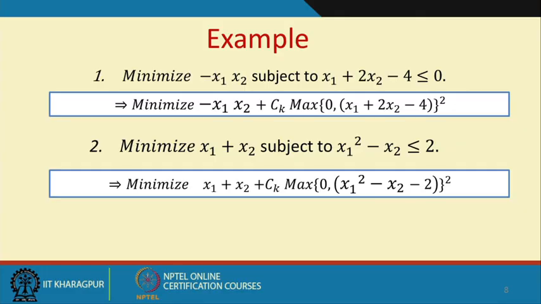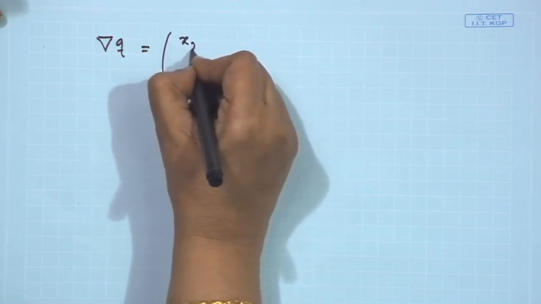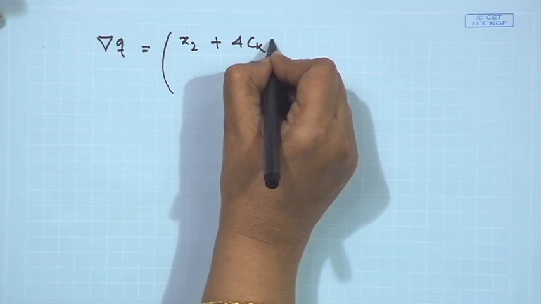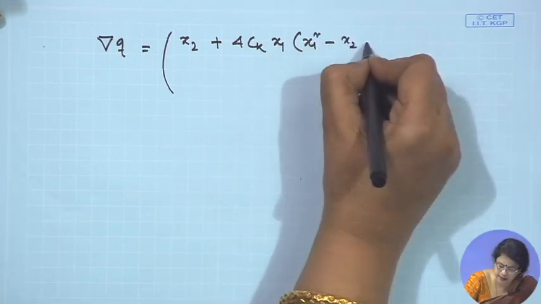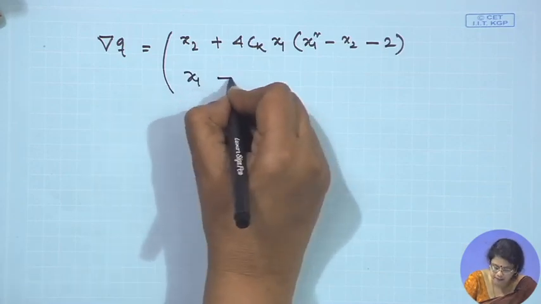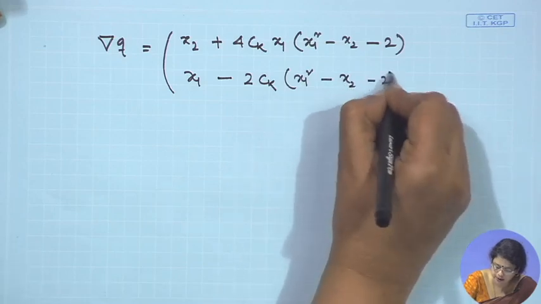Here the function Q would be x1 plus x2 plus Ck times P(x). Again the same thing, P(x) we can define. Okay. Now, if it is in the feasible space, that would be 0. If it is not in the feasible space, then it will be the corresponding (x1 square minus x2 minus 2) square. Now, let me find out the gradient of the function Q. Differentiation of Q with respect to x1 is equal to x2 plus 4 Ck x1 (x1 square minus x2 minus 2), and if we differentiate Q with respect to x2, then we will get x1 minus 2 Ck (x1 square minus x2 minus 2).